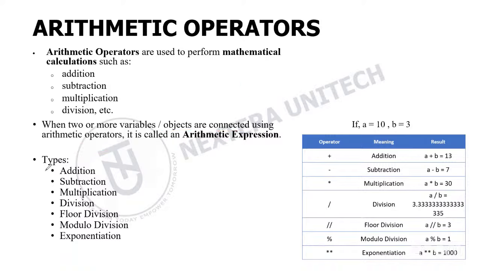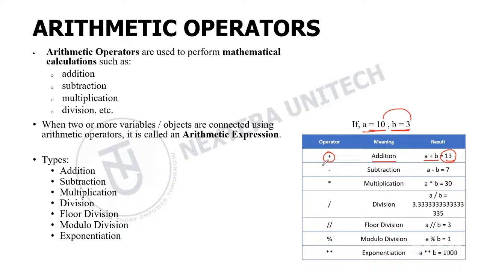So the main arithmetic operators are, as we know, firstly, the addition. What addition does is it will add two variables. Let's say we have a equals 10 and b equals 3. So addition does a plus b, that is 10 plus 3. So 10 plus 3 will be 13. The addition operator will perform the addition.